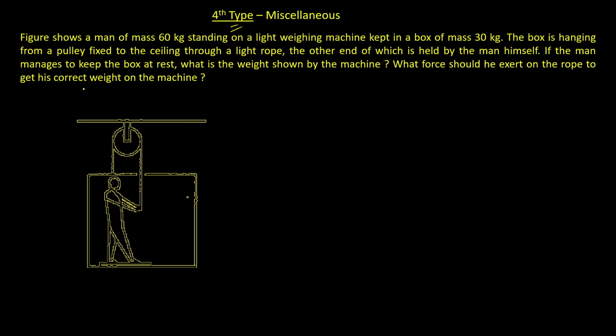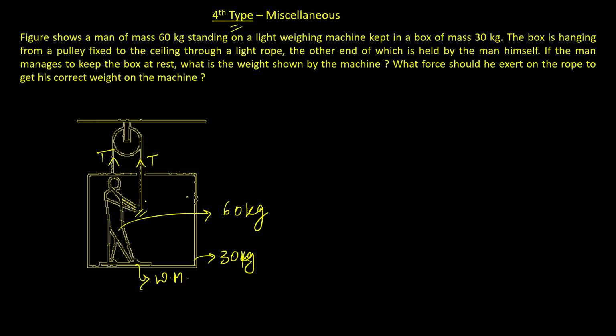So for now, let me do this question. The figure shows a man of mass 60 kg. This man is standing on a light weighing machine kept in a box of mass 30 kg. This box has a mass of 30 kg and this is the weighing machine. Now the box is hanging from a pulley fixed to the ceiling through a light rope. Let me take the tension as T. The other end of the rope is held by the man himself, over here. If the man manages to keep the box at rest, what is the weight shown by the machine?